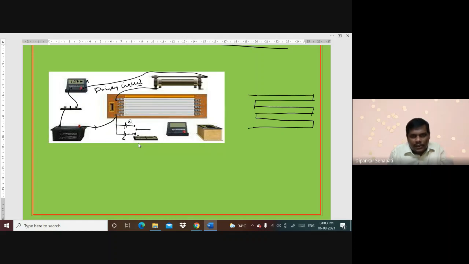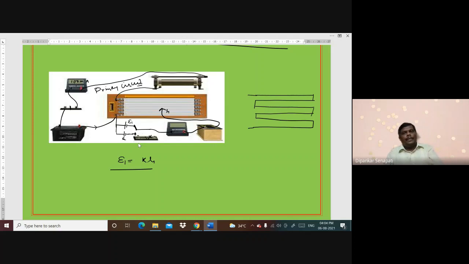Let us use this key and a galvanometer. And to protect the galvanometer, we'll use a high resistance box. Okay, and then with the jockey, we'll find the balance point here. Suppose E1 is connected to the galvanometer. Now if you find the balance point, suppose at L1, then you can write that E1 is equal to K into L1.